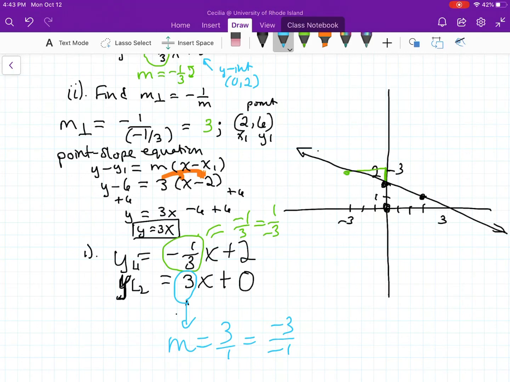Okay, so we're going to go from 0 and we're going to go up 3. So up 3, 1, 2, 3, and over 1. Or down 3, and over 1. And now we're going to draw a line through here. Now, this line also needs to go through the point 2, 6. And it does. So we could have also graphed that point first. We went with the y-intercept. Either one will work. They both give us a point that we can work with.